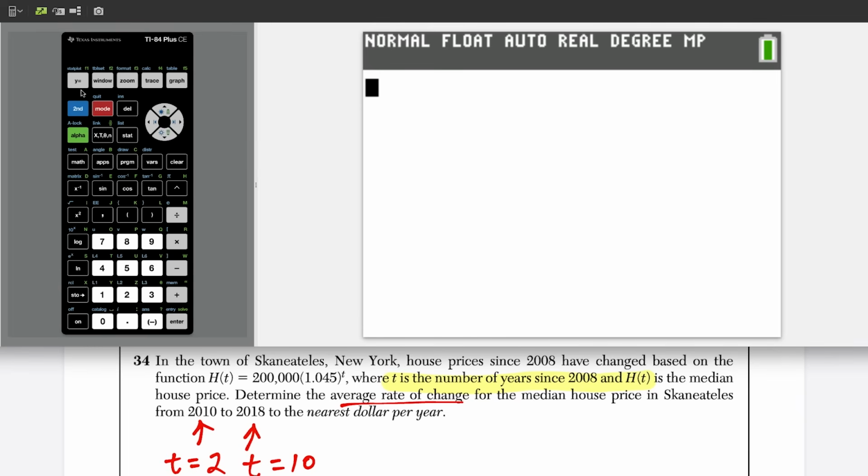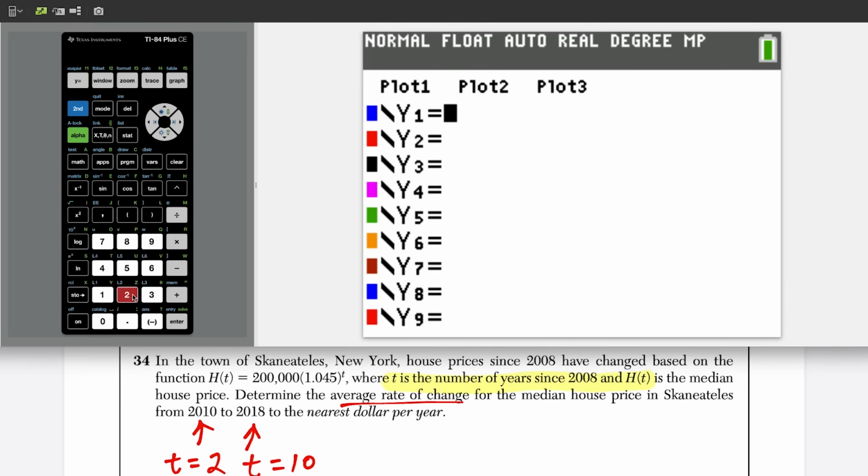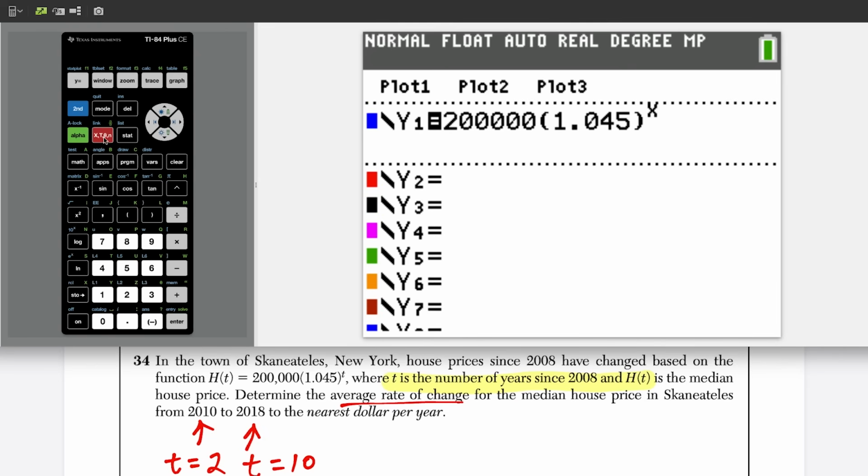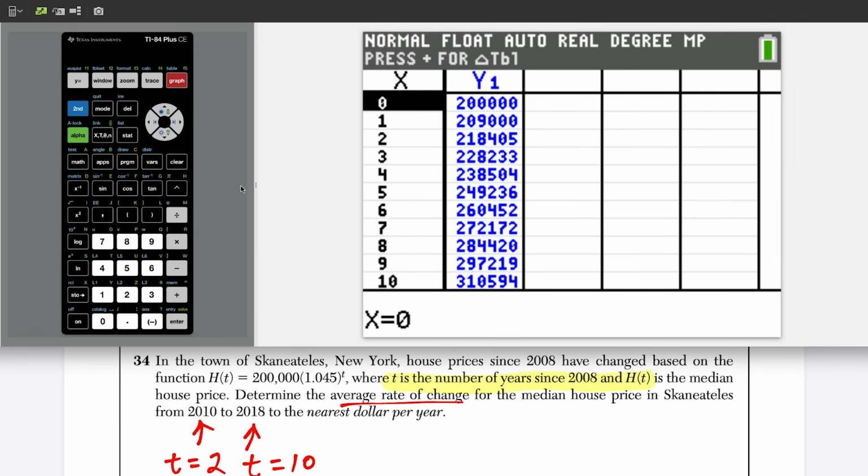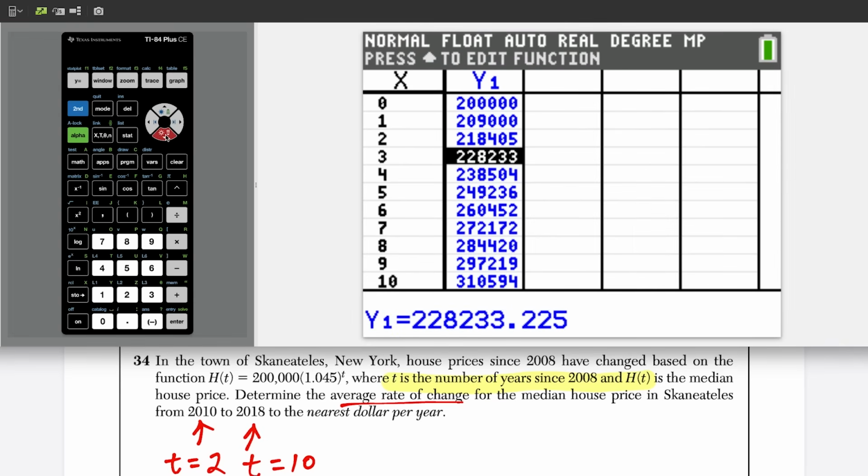So let's go over to the y equals, and we're going to type in the function for h of t. So we have 200,000, and then we have in parentheses here 1.045. And we're raising this to the t power, but we'll use x. So a nice little trick we could do is we could go over to the table, and yes, we could copy down the values here for 2 and 10 like this. That is one way to do this.